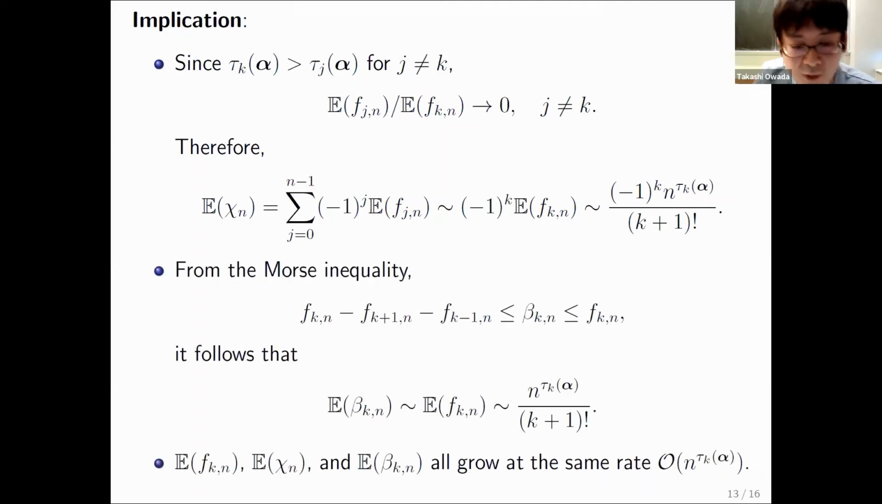And what can you say about the Betti number? To answer this question, we need to apply the Morse inequality, taking the expectation on everything: the left side, the term in the middle, and the right side. We can immediately conclude the expected value of the Betti number is the same as the expected value of the k-face counts, and the actual growth rate is given in this fashion, because the growth rate of this term and this term is negligible. In conclusion, all of these objects grow at the same rate.